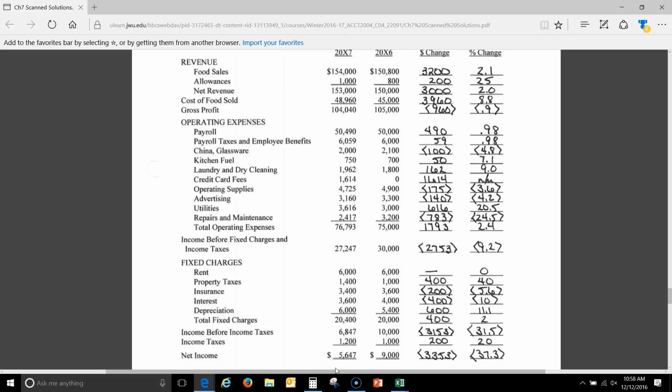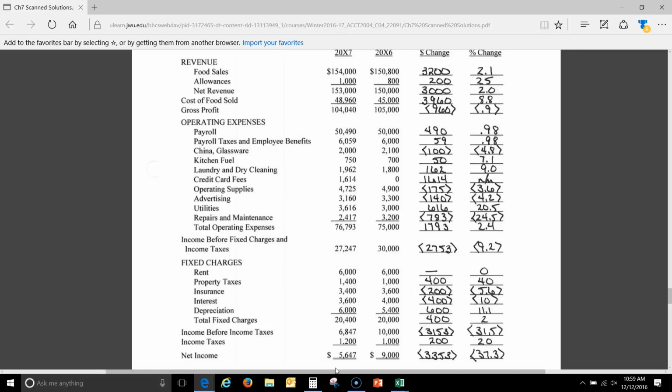Last year allowances were 800. This year it was 1,000. So we had a dollar change of 200 and a percent change of 25% increase. Good or bad? What's an allowance? Isn't that extra money that we're giving to recompense on things? Exactly. So if we have an increase in allowances, yes, that's bad. That means that somebody's not happy with their food.